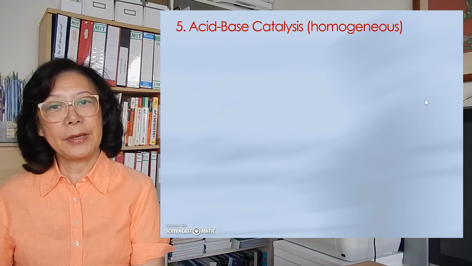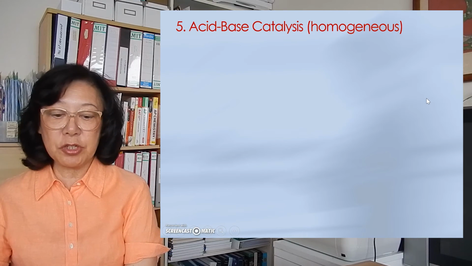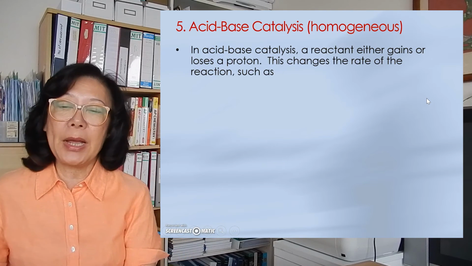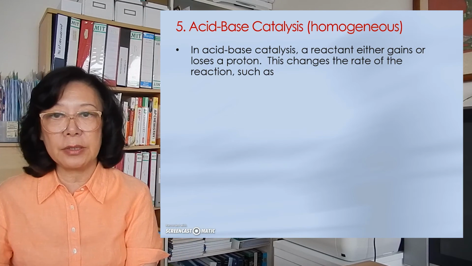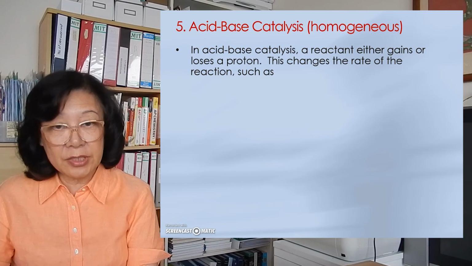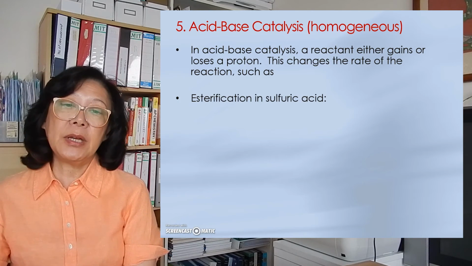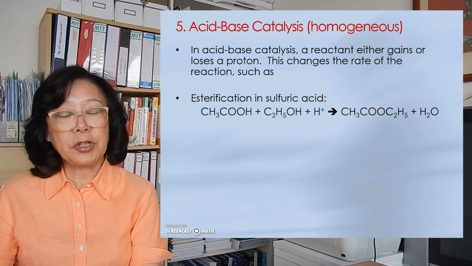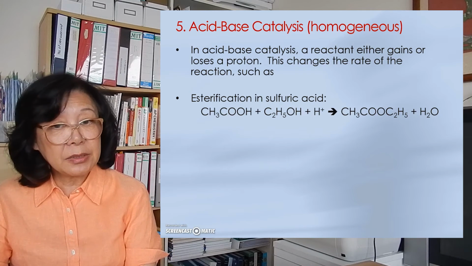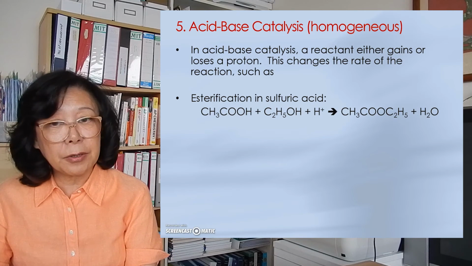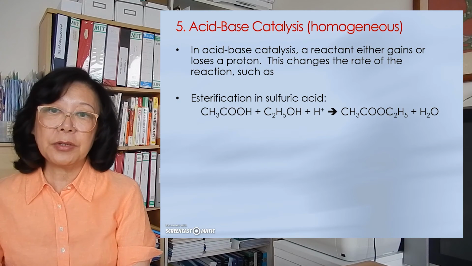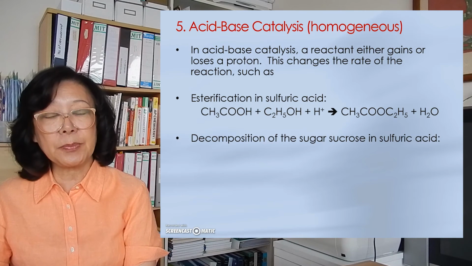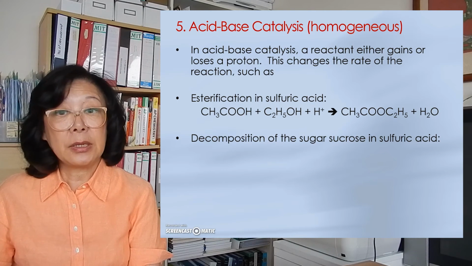Another example of a catalyst is acid-base catalyst, which is homogeneous. In that kind of catalysis, a reactant either gains or loses a proton that will change the rate of reaction, such as in the esterification with sulfuric acid. In this equation here, we have acetic acid, which is ethanoic acid, reacting with ethanol in the presence of hydrogen ion to form the ester ethyl acetate and water. And the rate is increased by the addition of the sulfuric acid.